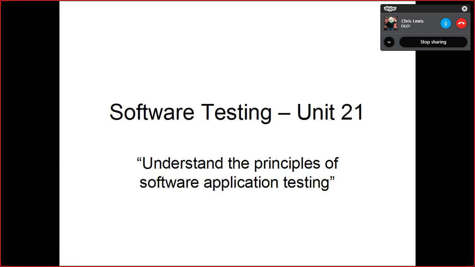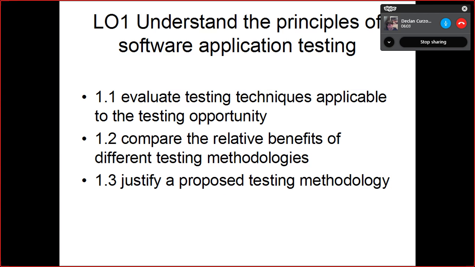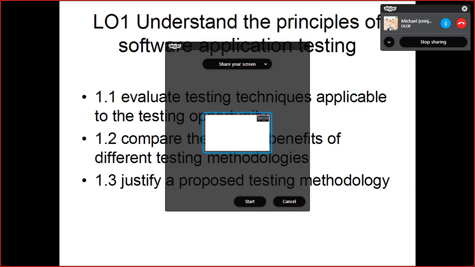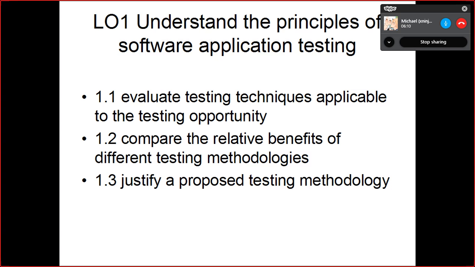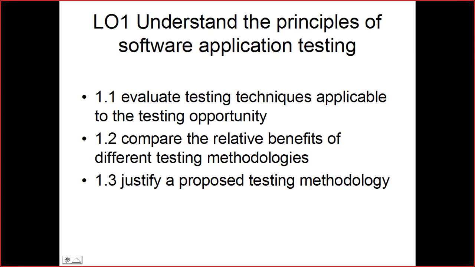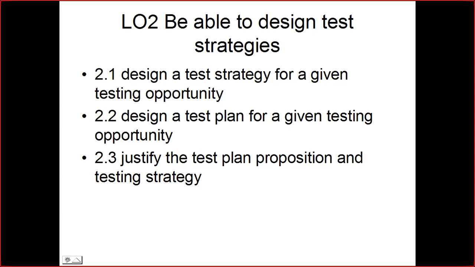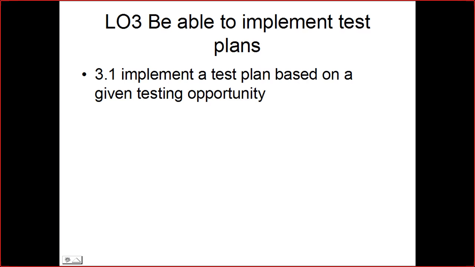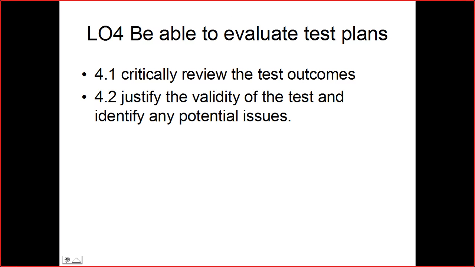The first tasks, 1.1, 1.2, 1.3, is all about understanding the principles of software application testing. Learning objective 2 is about being able to design test strategies, and there are 3 other criteria for that one. The third learning objective only has 1 criterion, which is about implementing a test plan. So we need to know everything that actually goes into making a test plan and then building it. The final stage is evaluating test plans, of which there are 2 criteria, which is taking what you've done and then evaluating it. So it's simple and straightforward.